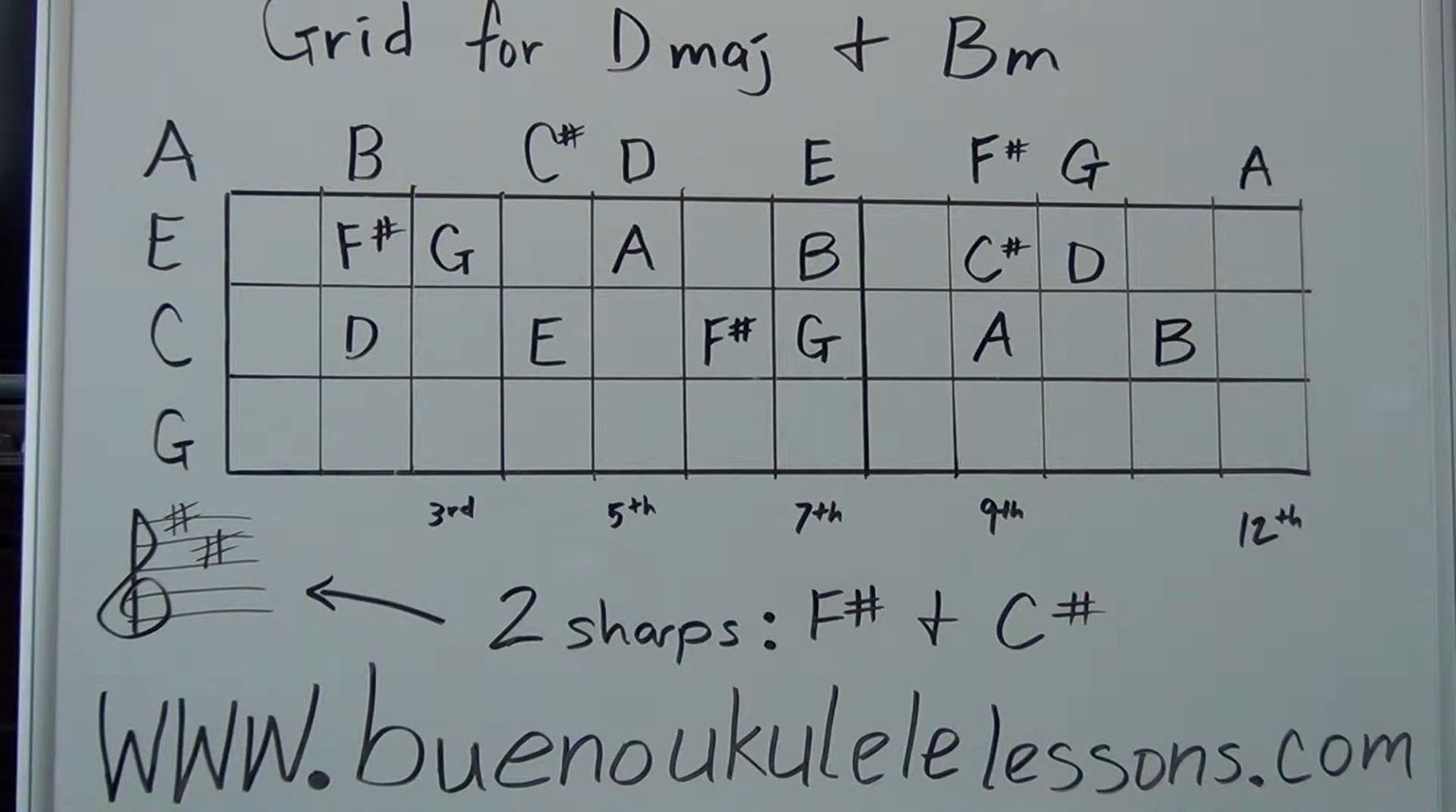Hi, today we're going to talk about the grid for the key of D major and B minor. First thing you want to do, by the way, we're not going to be playing the ukulele today. We're going to be lecturing on the grid and getting you ready to understand it before you actually play it.